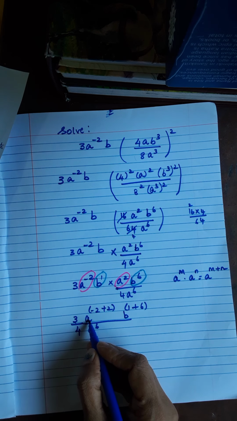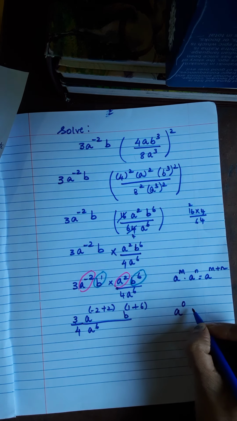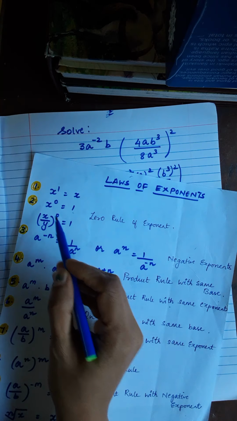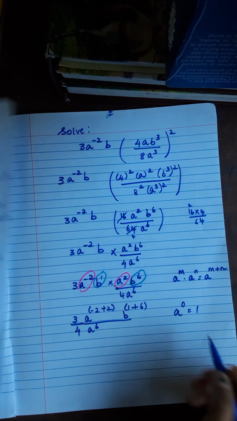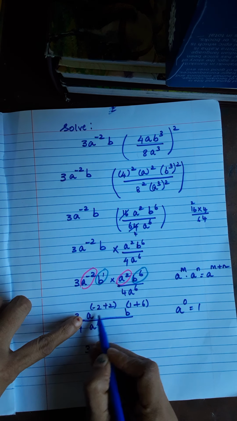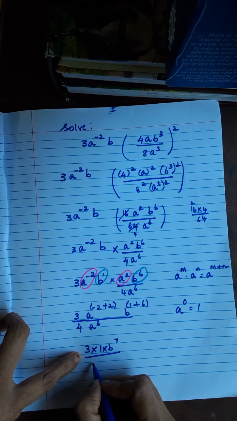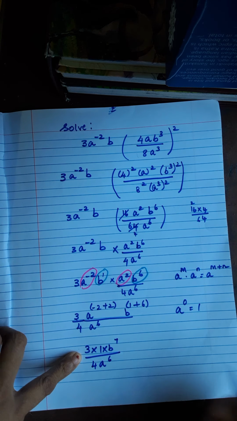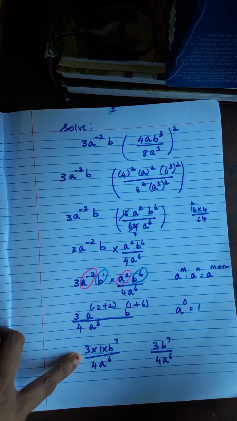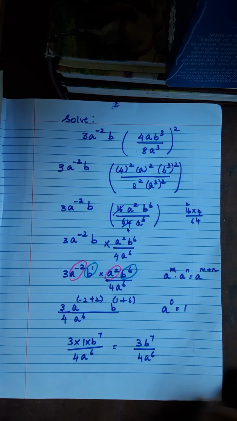So again I'm going to solve. Now a to the power minus 2 plus 2 will become a to the power 0. Anything to the power 0 is 1. This is called the zero rule of exponent. So anything raised to the power 0 will be 1. The same way here, a to the power 0 is 1. So my answer is 3 into 1, so this will become 1, and b to the power 7 divided by 4a to the power 6. So 3b^7 by 4a^6 will be the final answer.